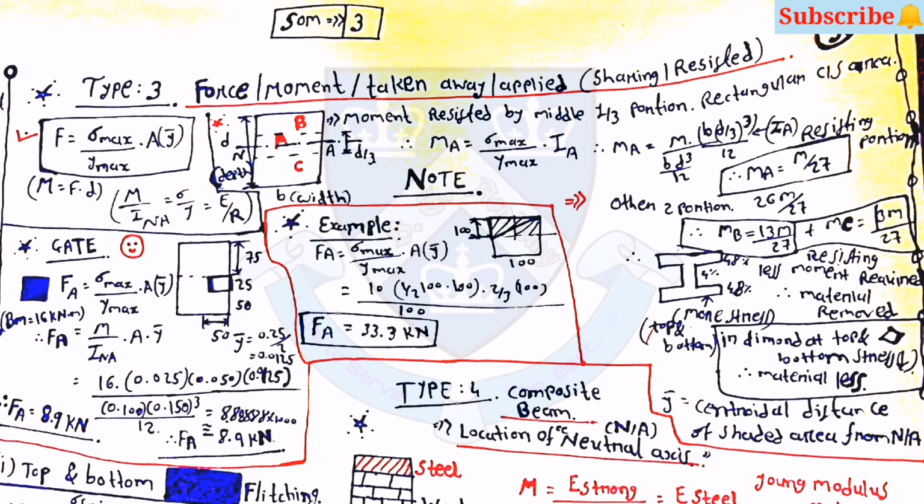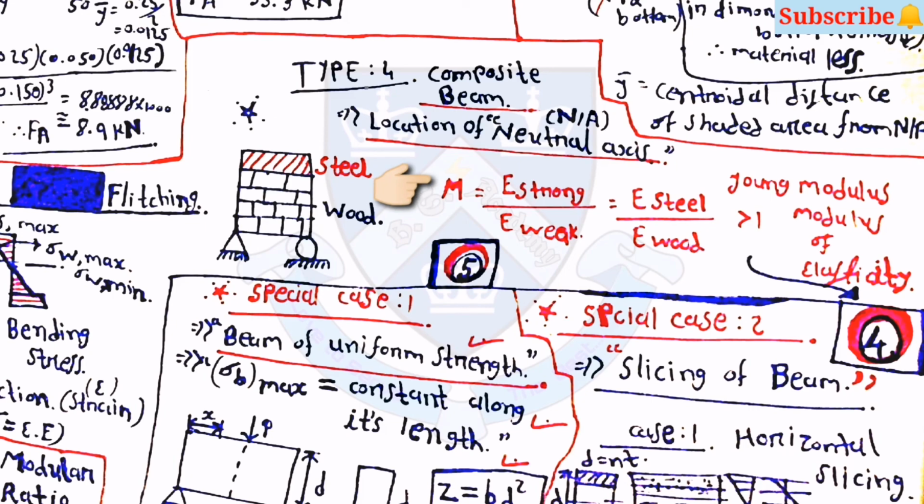Then for the third type, the most useful equation is F is equal to sigma max upon y max into A into y bar. Then the fourth type of question is for the composite beam, where m is equal to E strong by E weaker, so E steel by E wood is greater than 1.